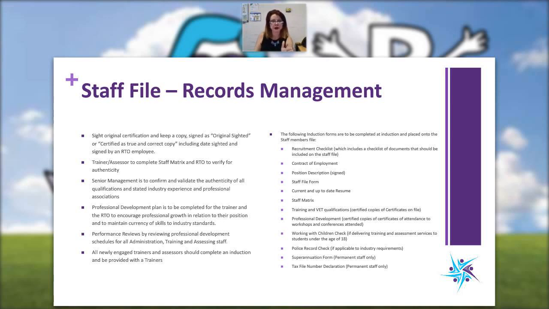Every trainer assessor must complete a staff matrix, and it is in the policies and procedures, it is part of the recruitment process, and you should verify those qualifications and the skills and knowledge that they've put in there, and that they're actually real, and that your trainer assessor isn't making up stuff. Because, you know, no one brags on their resume and just elaborates a little bit about their skills and knowledge on their resume, do they? So make sure that you check your trainers and assessors' resume and actually verify it.